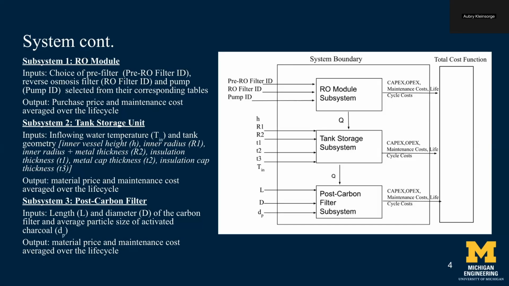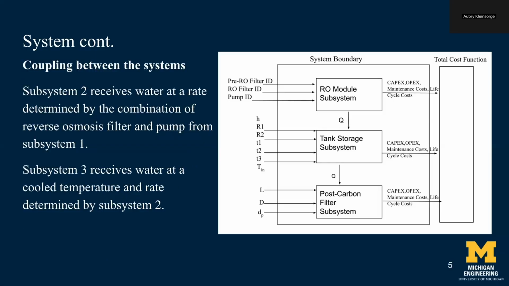Subsystem 2 is the tank storage unit with inputs of tank geometry and inflowing water temperature. Subsystem 3 is the post-carbon filter with inputs of the length and diameter of the carbon filter and average particle size of the activated charcoal. All three of our subsystems output a material and maintenance cost averaged over the system's life cycle.